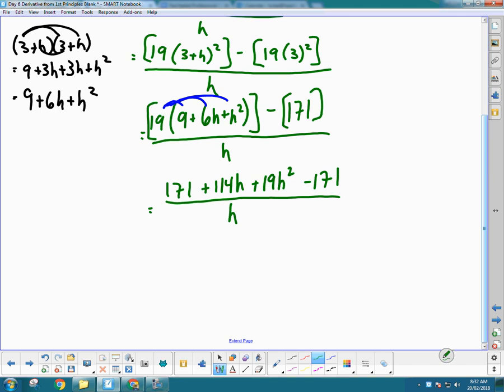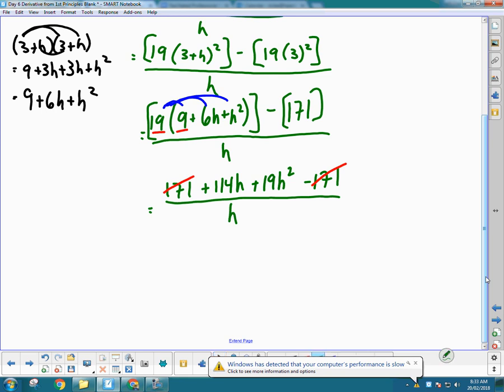So at first glance, I said I wanted to do this to make my life easier, but it looks like things are getting harder because you have to rainbow a 3 plus h as opposed to just plugging in a 3.1. But here's where it starts to get easier. Notice what happened. I have 171 here that came out of this 19 times 9. And then I have a minus 171 that happened when I plugged in 3. And so those parts are going to disappear. That's pretty significant because before I couldn't cancel that.